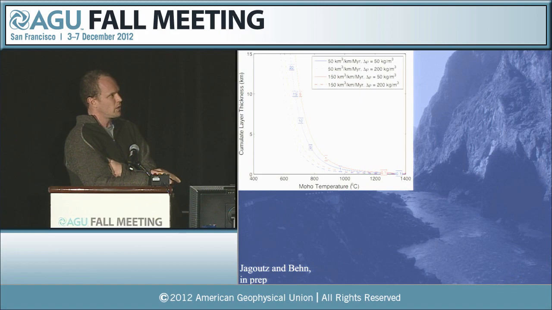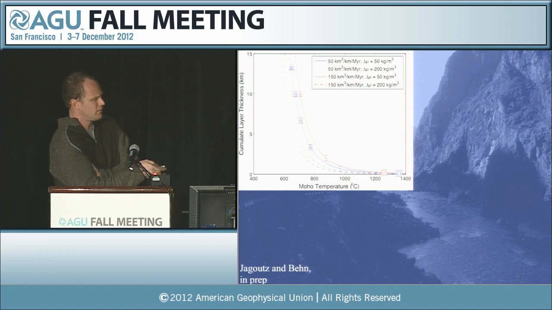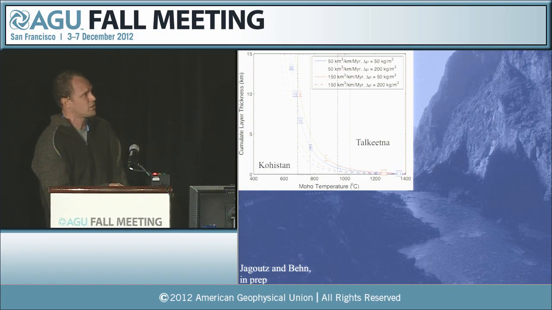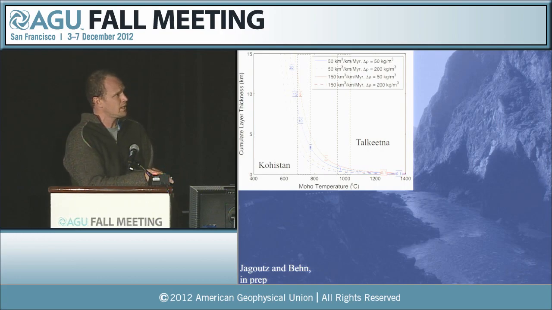And what you see, and what we all know already from Jull and Kelemen's calculation, is that around 800 degrees the increasing layer thickness becomes stable. That's because of the temperature-dependent viscosity. And so the interesting thing is when we compare the Moho temperature between Talkeetna and Kohistan: in Talkeetna we estimate temperatures of around 1,000 degrees at the Moho, whereas in Kohistan we think it was significantly colder, less than 800 degrees.